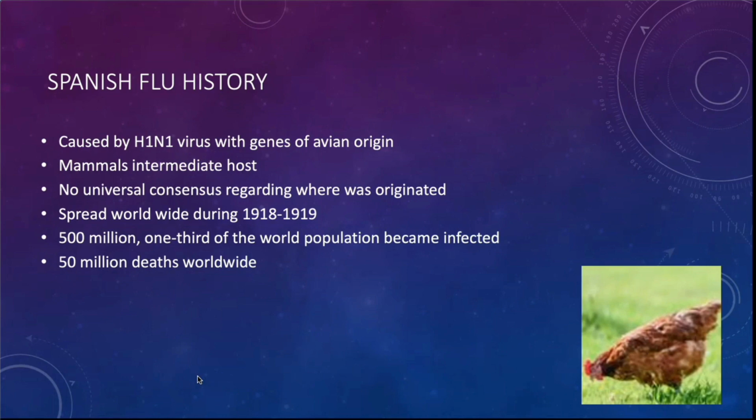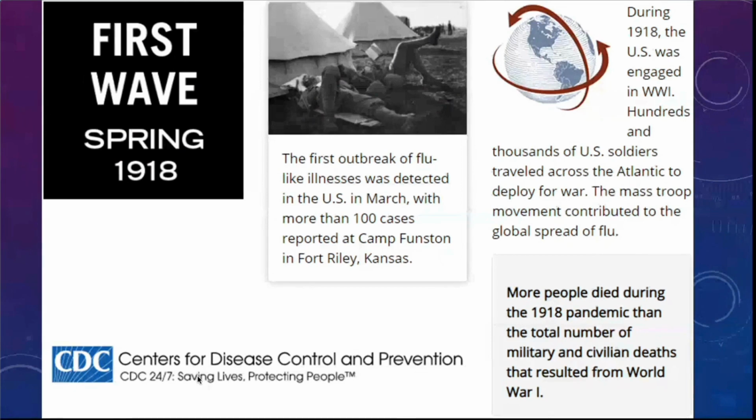It spread worldwide during 1918 through 1919. 15 million, or 1/3 of the world population at the time, became infected. There were 50 million deaths worldwide. Interestingly enough, the Spanish flu had 3 waves.